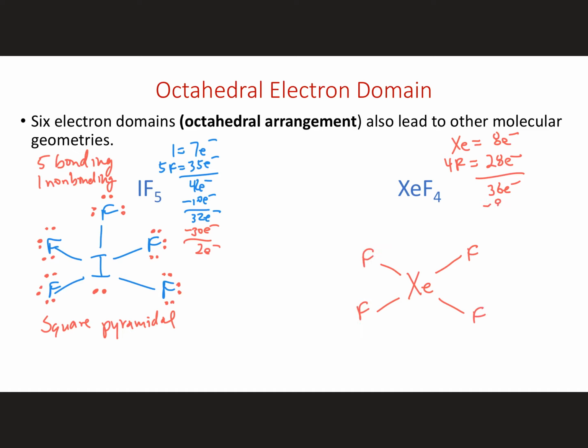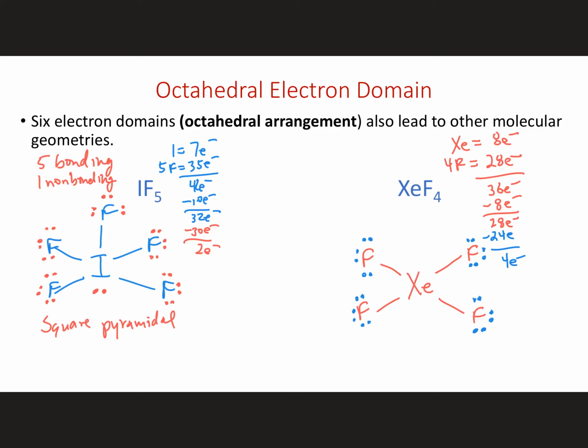So I've assigned 8 electrons when I connected the xenon to the fluorine. That leaves me with 28 electrons. Now I want to fill the octet of the fluorines. So 1, 2, 3, 4, 5, 6. Here's 12. Here's 18. And here's 24 electrons I've assigned to fill the octet of the fluorine. So that's 4 electrons remaining.